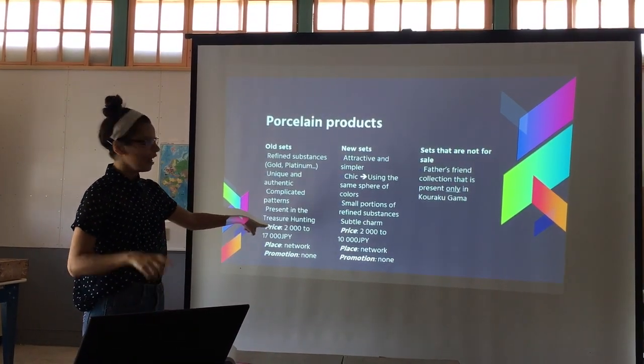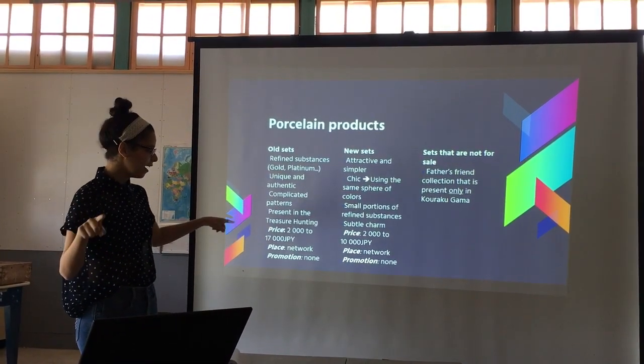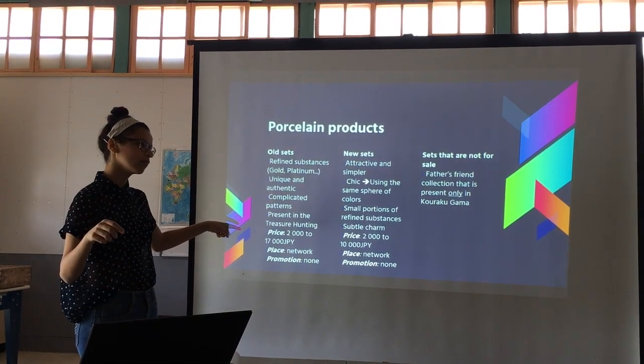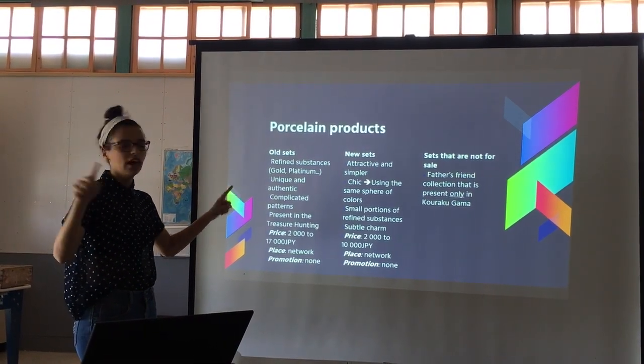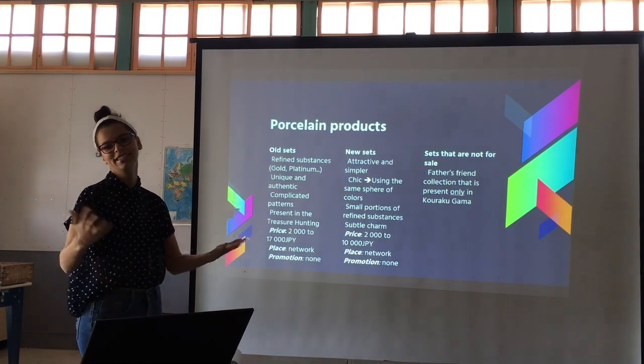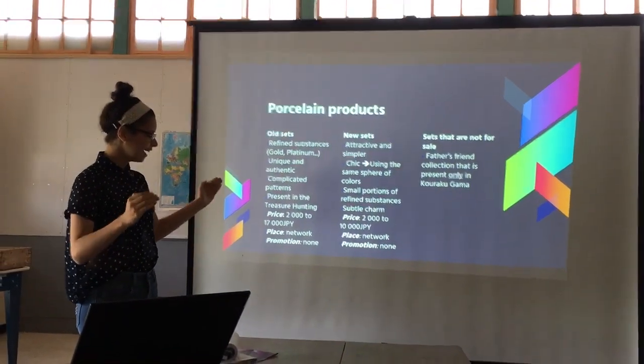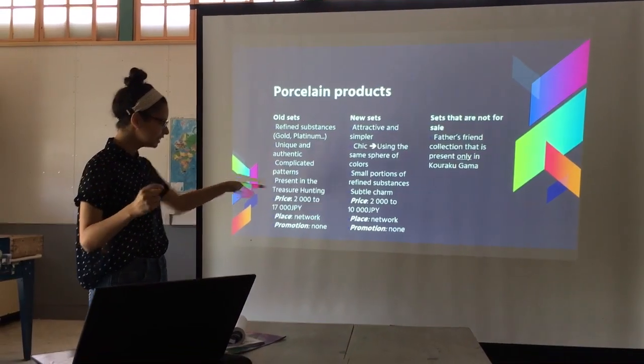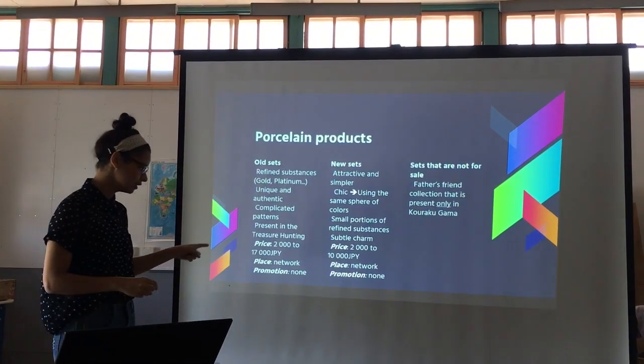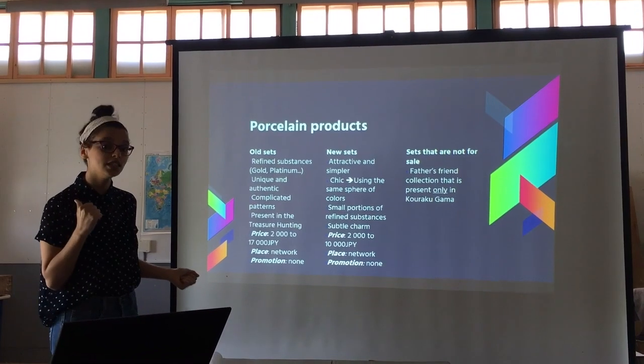And then I've made a, you know, how can we say fourchette? Scale. Yeah, whatever. I've made a scale of price, and it goes from 2,000 to 17,000. That's what I've seen in the showroom.